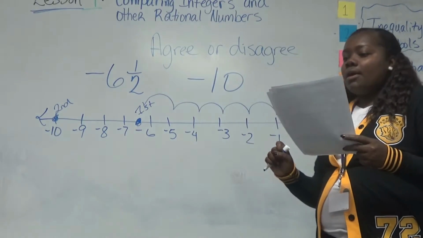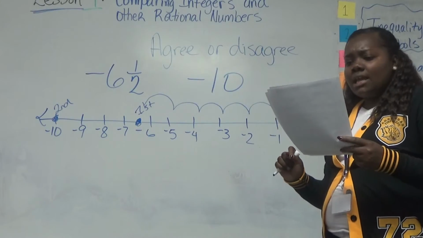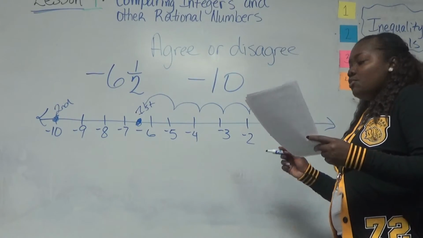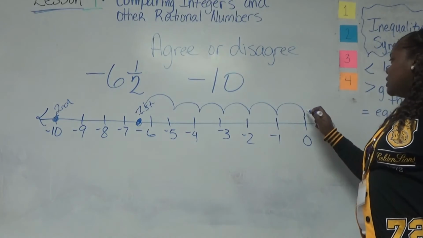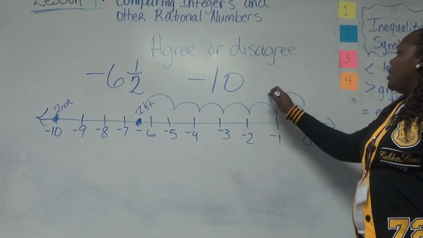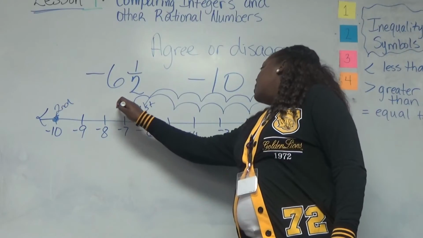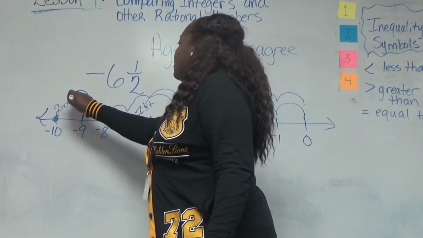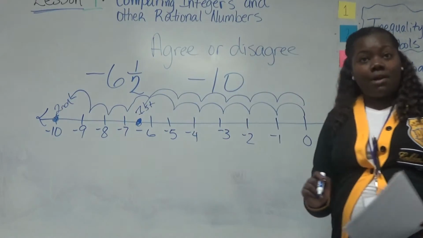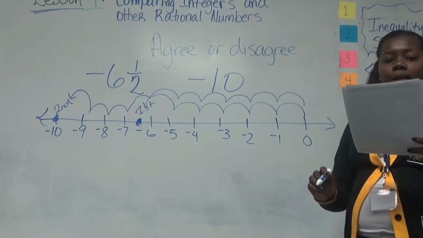All right, then it says I graphed the second point by moving 10 units to the left of 0. So let's go from 0 and see if that's right. 1, 2, 3, 4, 5, 6, 7, 8, 9, 10. We're at our second point. Is that right so far? Yes.